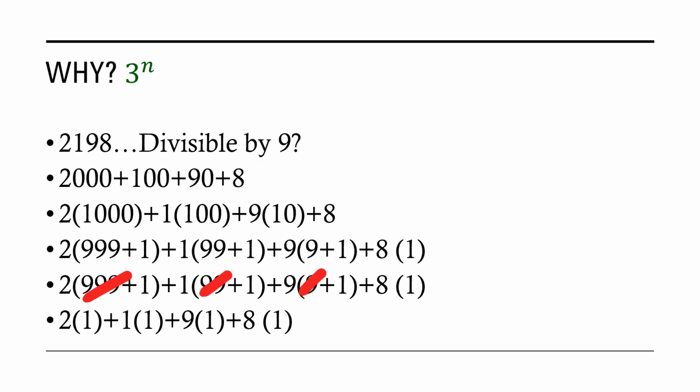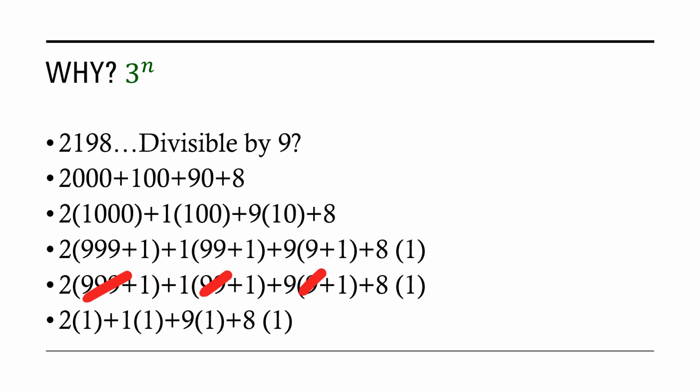A very abbreviated conversation of why the 3 to the n stuff works. Let's take a look at something that's divisible by 9, 2,198. Write it in expanded form, then it's 2,000 plus 100 plus 90 plus 8, which is the same thing as 2 times some sort of power of 10, 1,000, plus 1 times another power of 10, which is 100, plus 9 times a power of 10, plus 8.